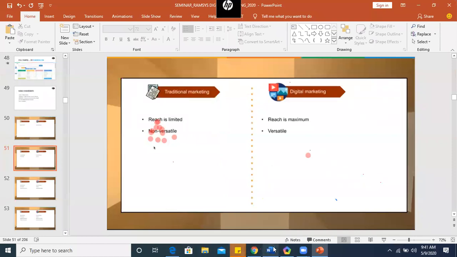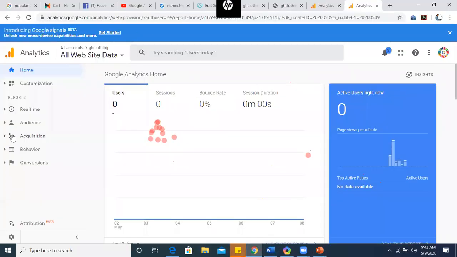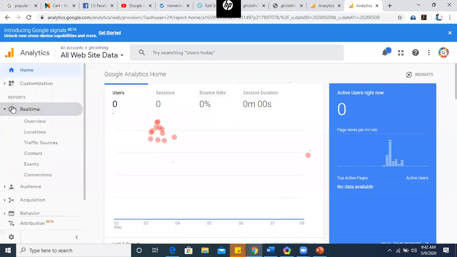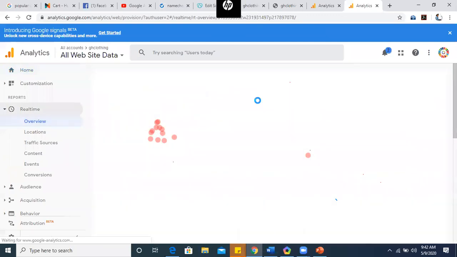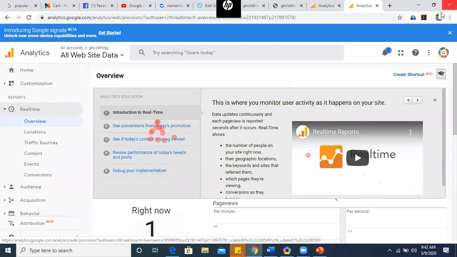If I come to what I was doing here, can you see my screen? Yes, I can see your screen. Now, when I come here and I'm actually fetching, for example, I look up here.